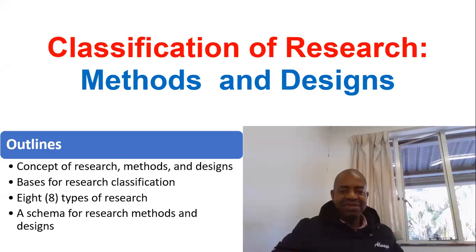It is expected that at the end, students should be able to understand the concept of research methods and research designs. The basis for research classification and the 8 types of research will equally be looked at. They should also be able to understand the schema for research methods and designs that we have in this lecture.